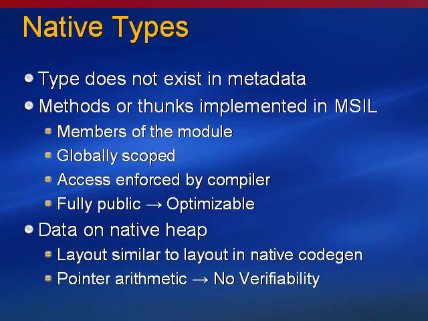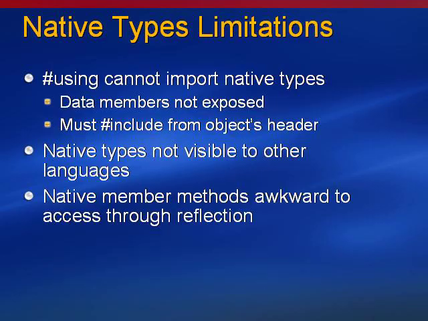All of your data resides on the native heap. And the way it's laid out on the native heap is the same way that the compiler would lay out that type if it were native and it were sitting on the native heap, if you hadn't compiled /CLR. You are doing pointer arithmetic to access your fields, so you're not getting verifiability. Since you're laying out your types this way, there are some limitations.